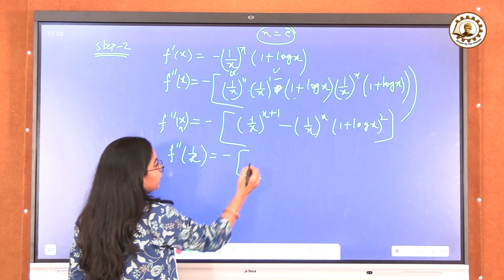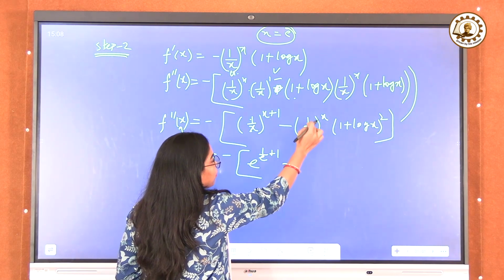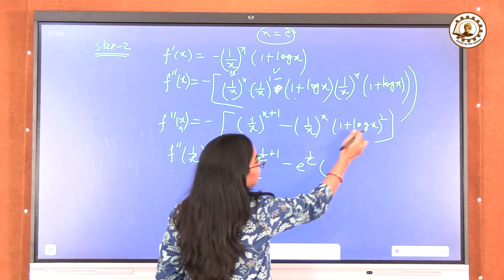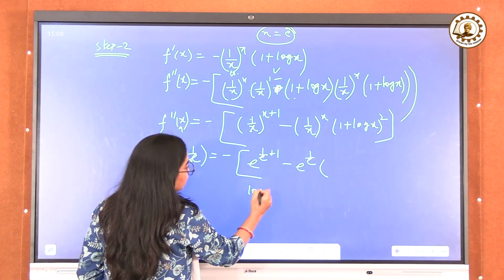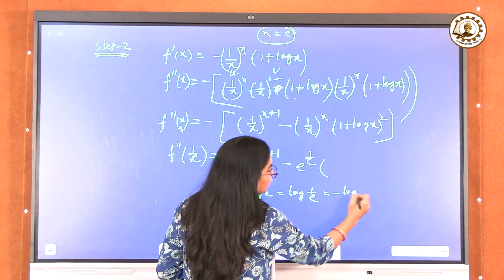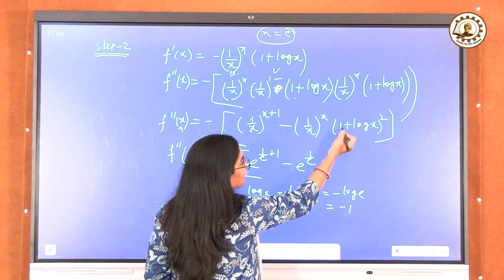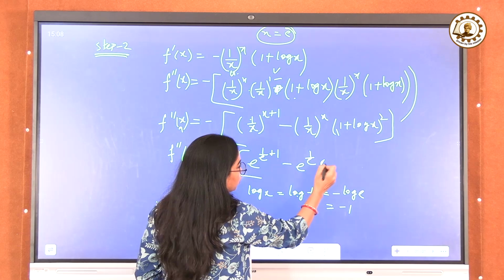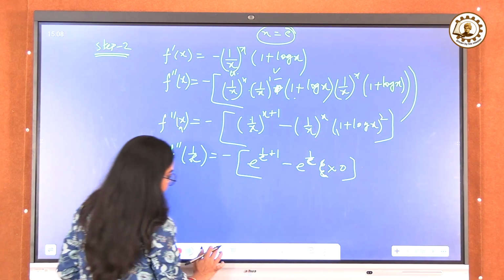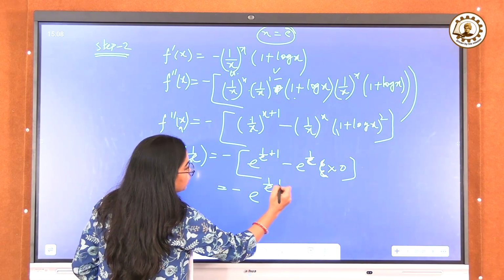So that will be e to the power 1 by e times 1 by e, plus 1 minus, again 1 by e, that is e to the power x, means 1 by e into 1 plus log x. Log x means log 1 by e, so that will be minus log e, that is minus 1. So log 1 by e will be minus 1, so 1 plus log x is 1 minus 1, that portion will be 0, so that term is multiplied by 0. So that portion is 0, so only this minus 1 by e to the power 1 by e remains.